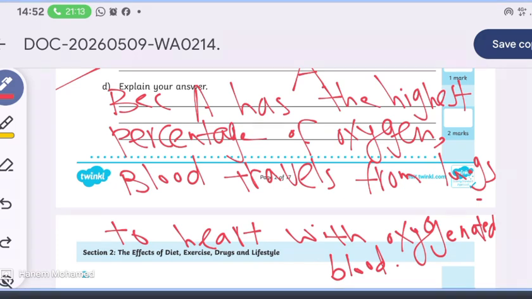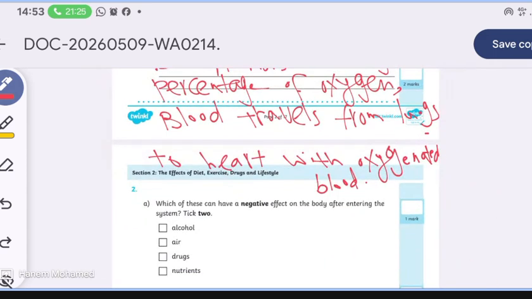So now, the highest percentage of the oxygen, it will be from the heart to the lung. From the lung to the heart, sorry. Why? Because the lung will start to take oxygen from the air and gives the heart oxygenated blood so it can pump to all the body.